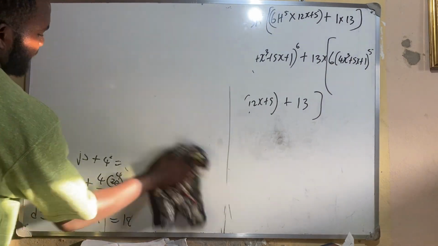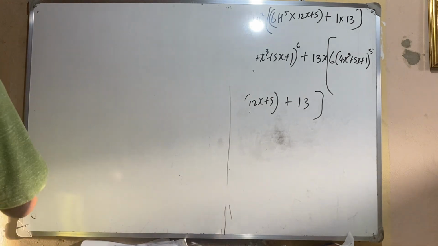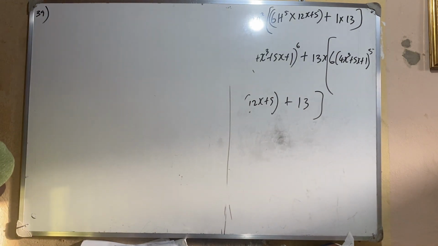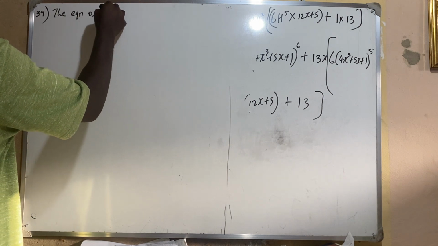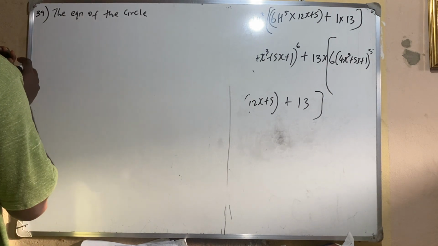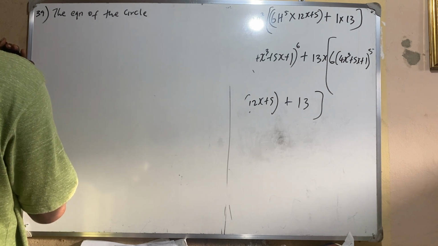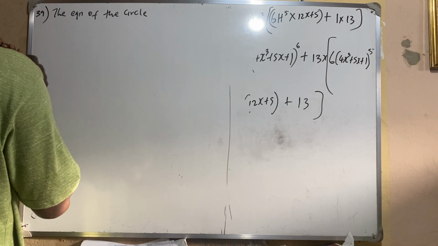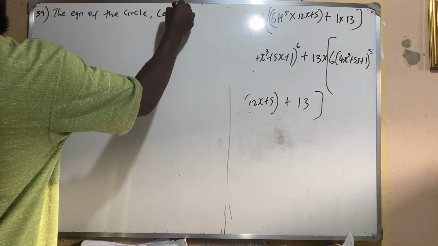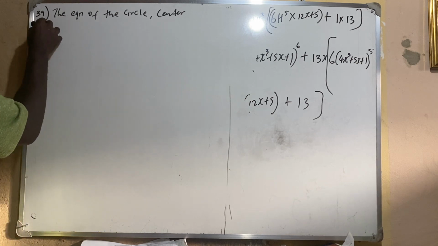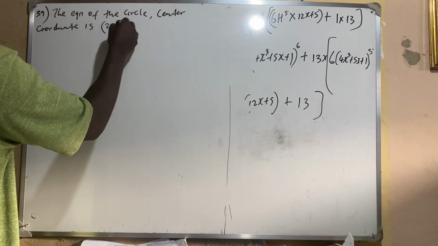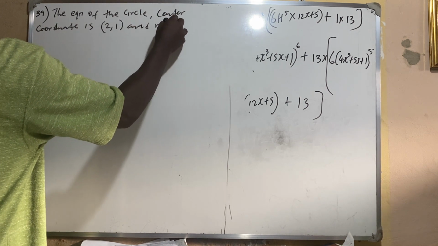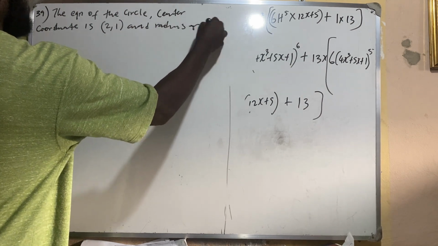So question number 39. They said the equation of the circle whose center coordinate is 2, 1 and the radius r is equal to 6.